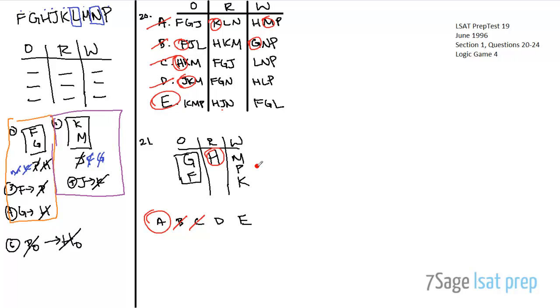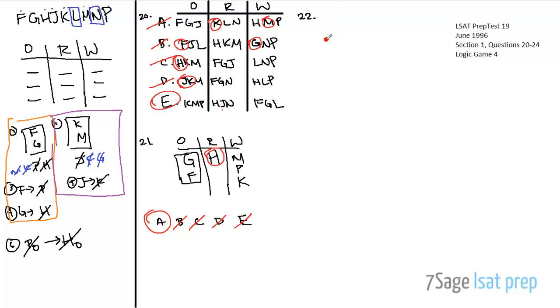Lisa is assigned to wetlands? Nope, Lisa is not assigned to wetlands. Answer choice E, Nari is assigned to oceans. She can be assigned to oceans, but she doesn't have to be assigned to oceans, right? Nari floats, does whatever she wants. So answer choice A is the answer to question 21.